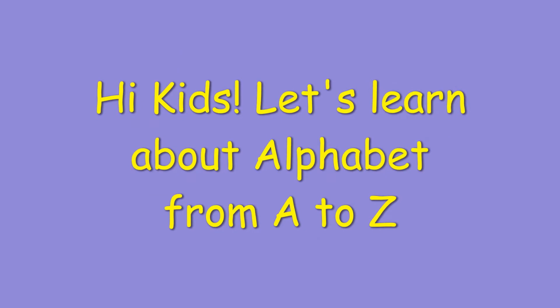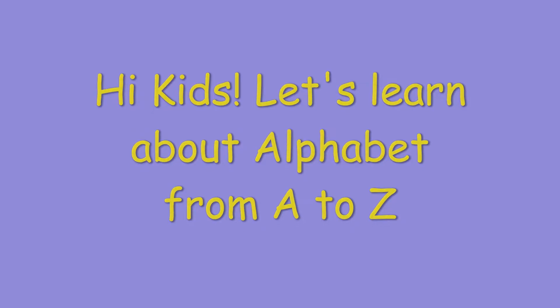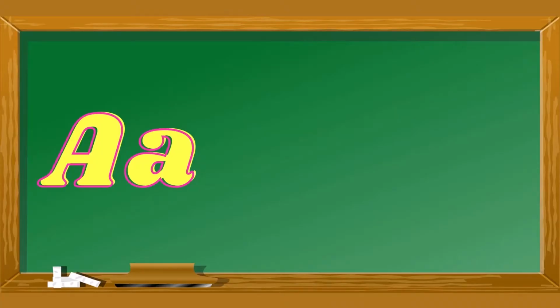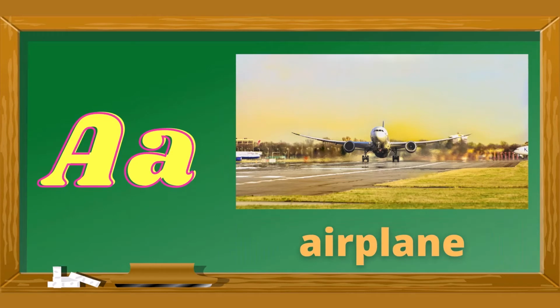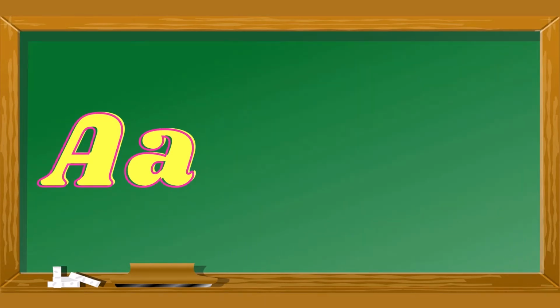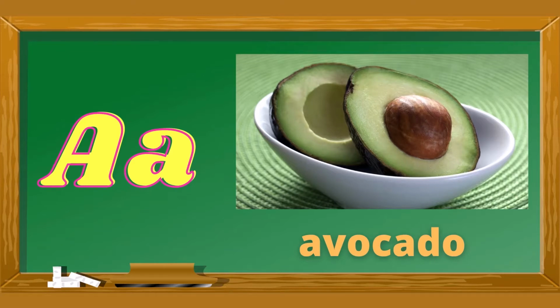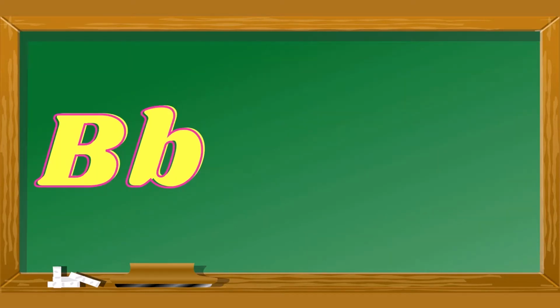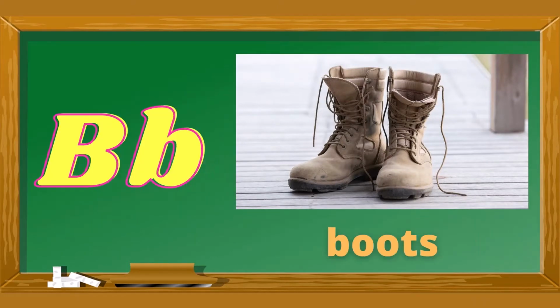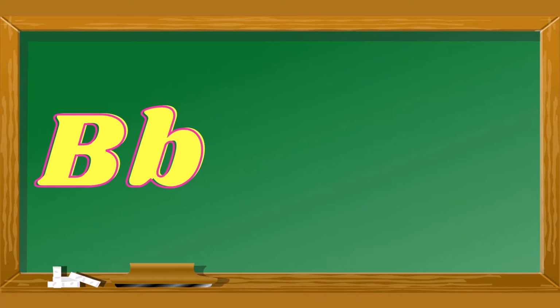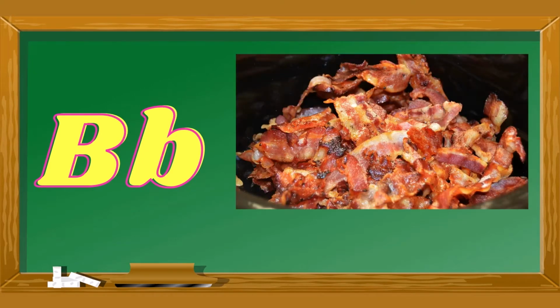Hi kids, let's learn about alphabet from A to Z. Letter A. A for airplane. Letter A. A for avocado. Letter B. B for boots. Letter B. B for bacon.